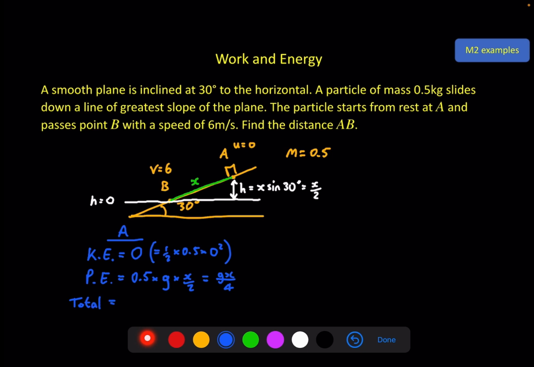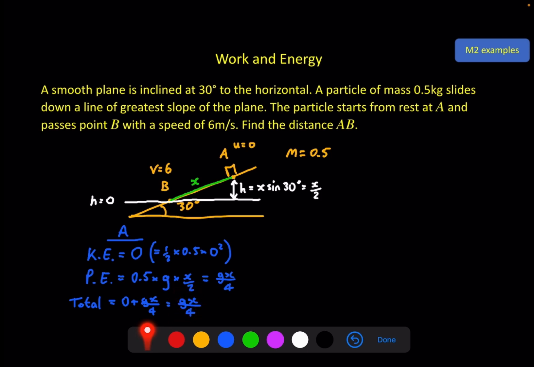Now the reason for doing this is to find the total energy of the system. This is very important because this is the thing that stays constant or is added to or subtracted from by external forces. So we've got zero kinetic energy, gx over 4 potential energy gives us the total energy of the system at A, gx over 4. So when the particle is here, this is how much energy there is in the system.